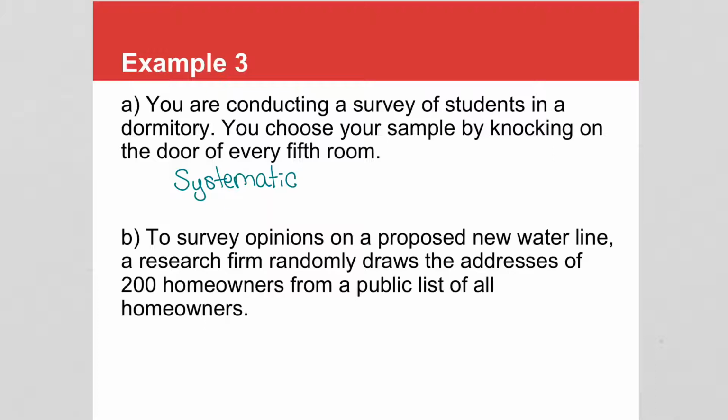To survey opinions on a proposed new water line, a research firm randomly draws the addresses of 200 homeowners from a public list of all homeowners. So this is random. Now when you see the word random, it doesn't always mean simple random sampling. We'll see that. But in this case, it's just randomly drawn. So simple random sampling.